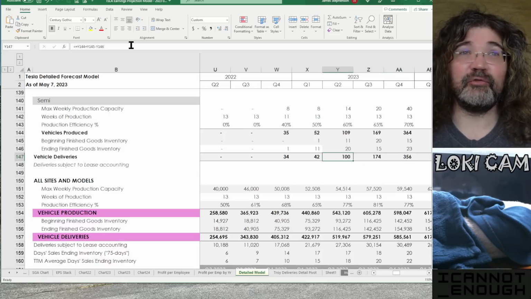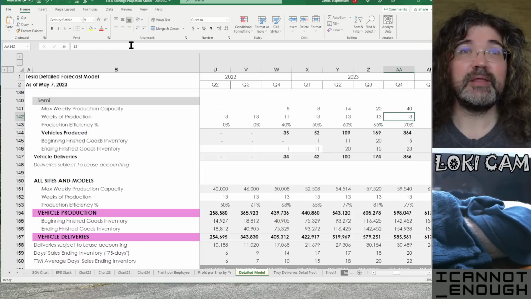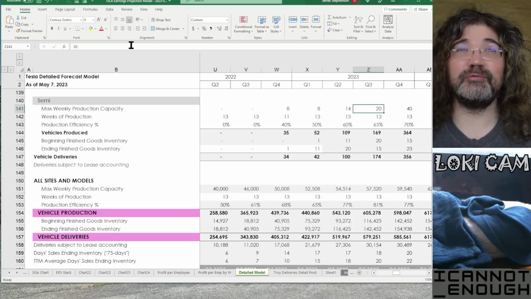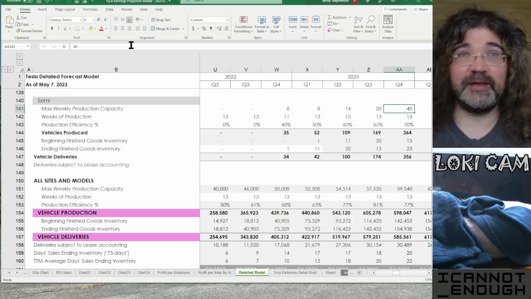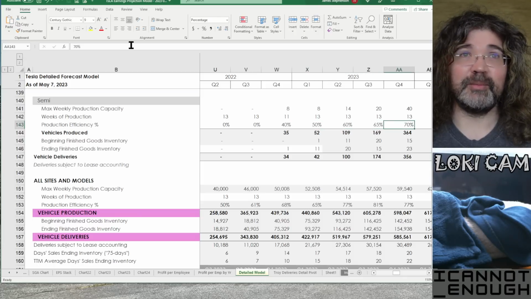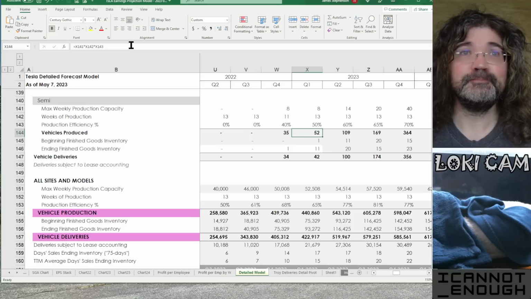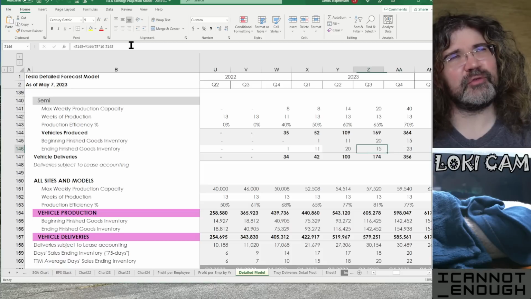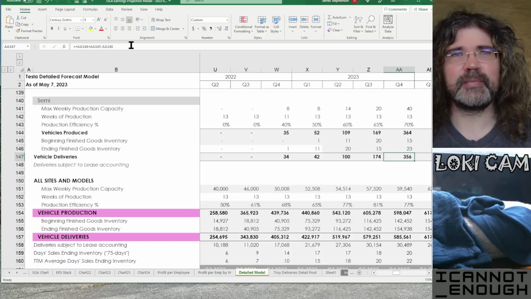I may need to reduce these, but this is what you believe the deliveries will be if you believe that the max weekly production capacity is increasing from 8 to 14 to 20 to 40 by the end of this year, and that the production efficiency is increasing by these amounts with this many weeks of production and these ending inventory counts. I'm assuming 10 days of sales and ending inventory here.